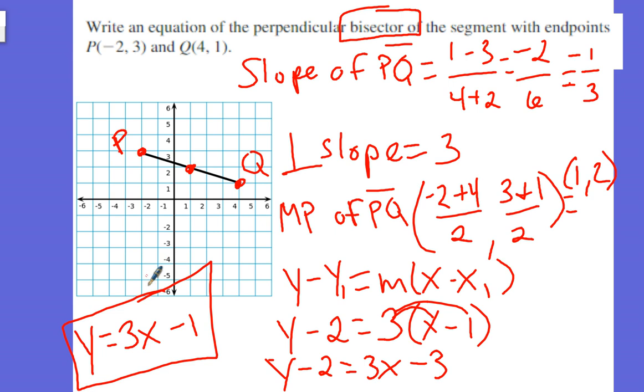Let me recap. Step 1: we found the slope of PQ to find out the rise and run of PQ, in order to then find the opposite reciprocal slope, because we know we want it to be perpendicular. Then we had to take care of the bisecting side of things. So we found the midpoint, and that will ensure that it splits it in half, bisected. And then last but not least, we used the slope that we knew and the point that we knew, and we threw it into point-slope form to find the final equation of the perpendicular bisector.